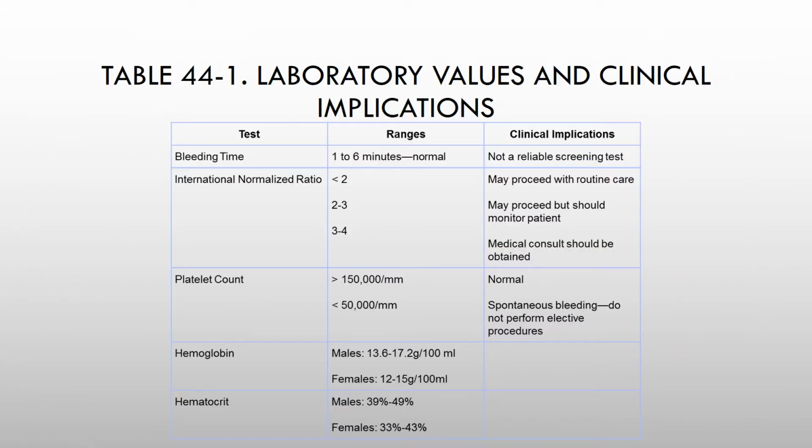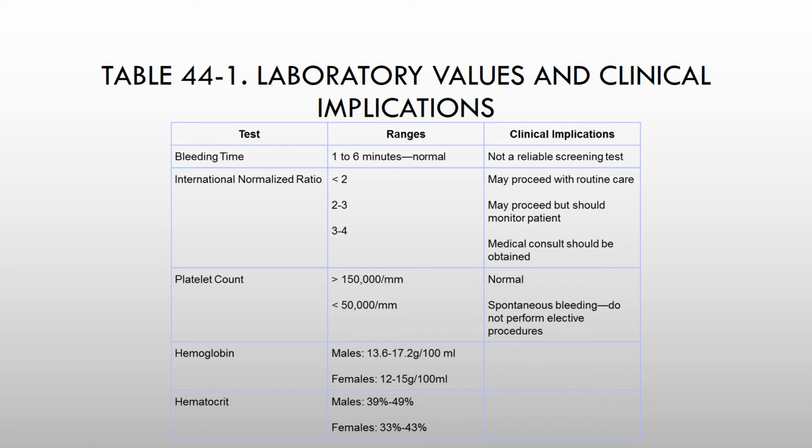And here are some of the normal factors. A bleeding time of 1 to 6 minutes is considered normal. However, this is not as reliable as the INR. The normalized INR ratio is 1, but less than 2: you may proceed with routine care. 2 to 3: proceed, but do one area and see how well the patient's clotting is before you move on. 3 to 4: you need to get a medical consult.